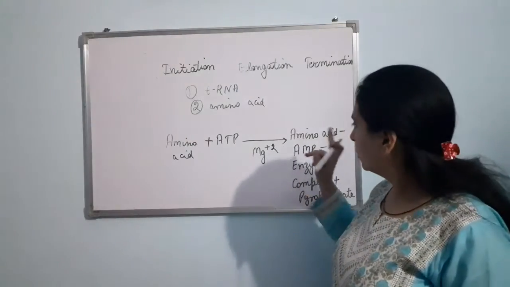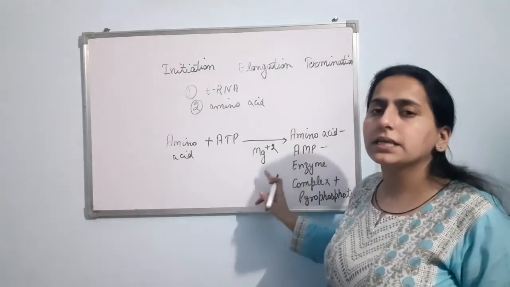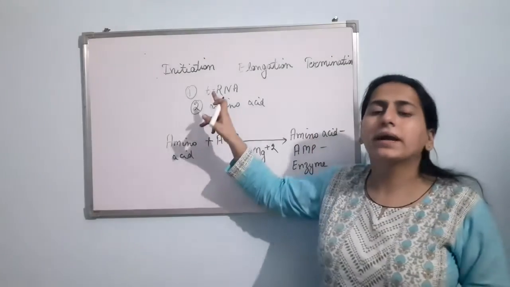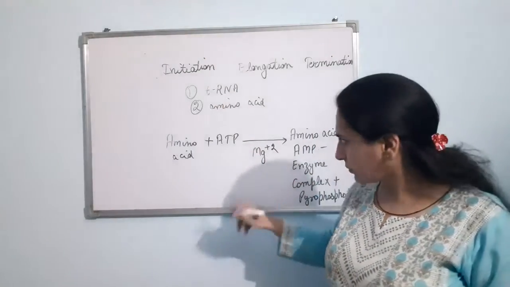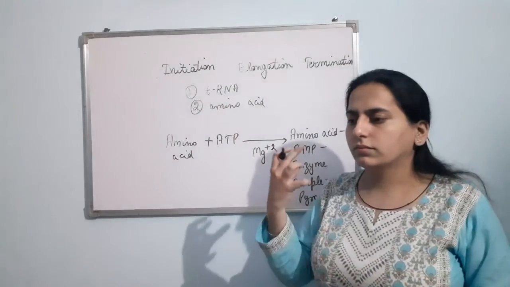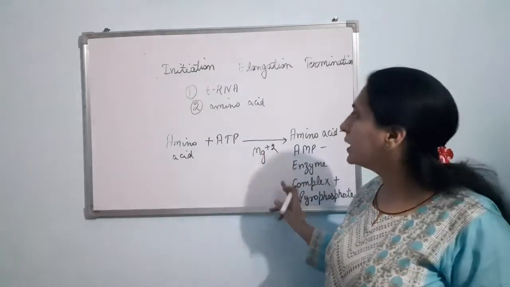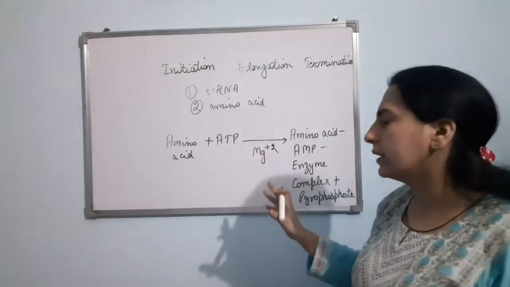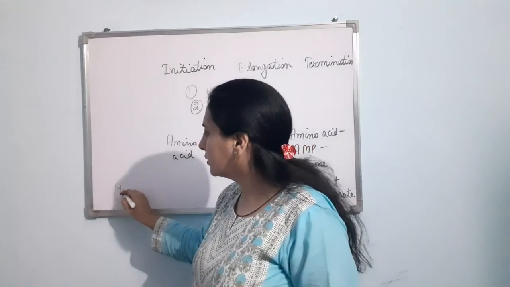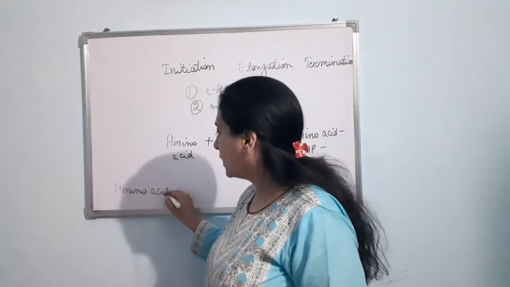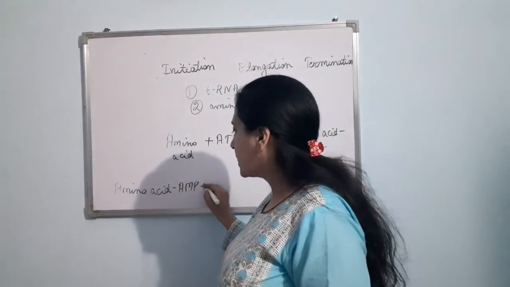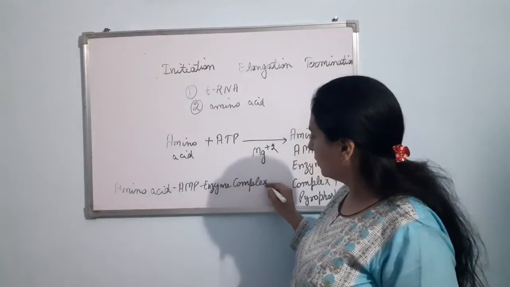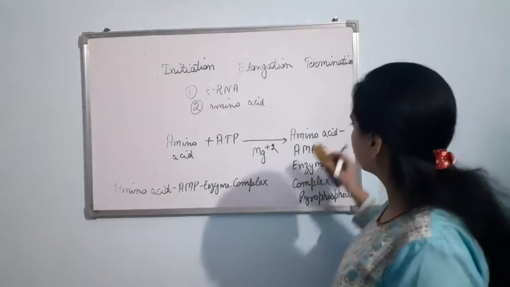Okay, now this amino acid AMP enzyme complex will bind with the tRNA. Amino acids don't directly bind with the tRNA. Firstly, they are getting activated. After that, they bind with the tRNA. So now this is going to bind with the tRNA, that is amino acid AMP enzyme complex. Now it will bind with the tRNA.